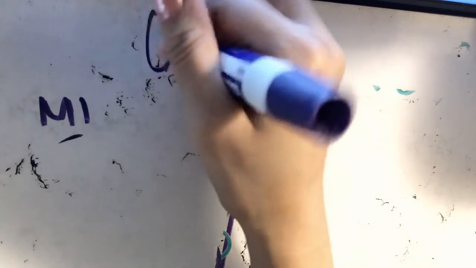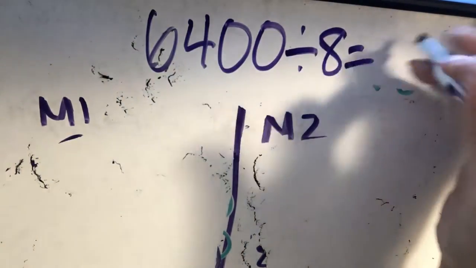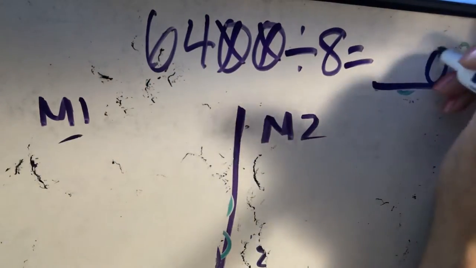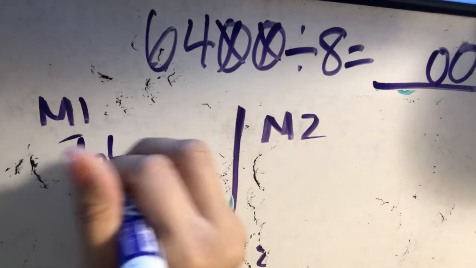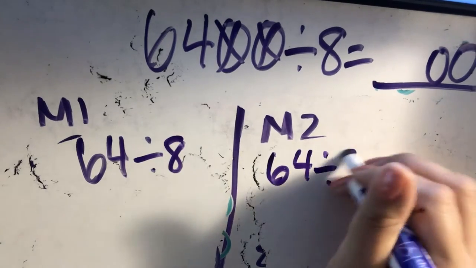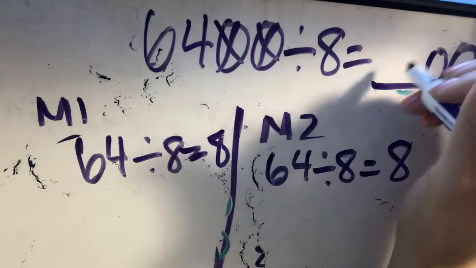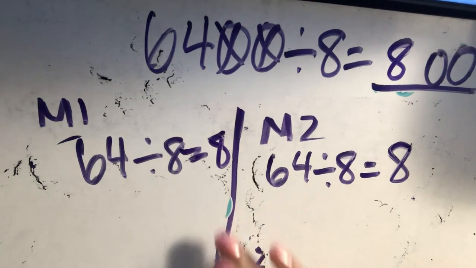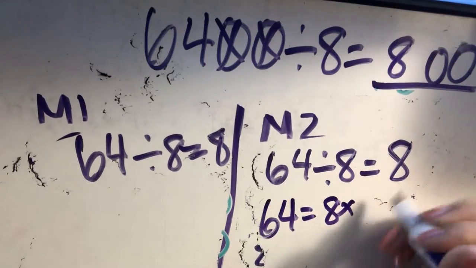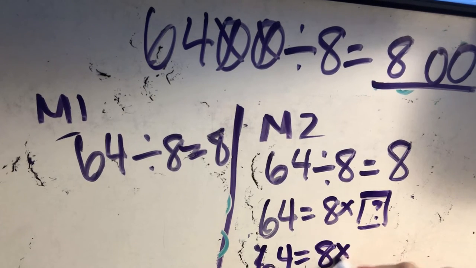Okay, 6400, excuse me, divided by 8 equals what? We're going to take out these 2 zeros. We're going to add those right here. We're going to rewrite our problem, 64 divided by 8 on both sides. If you knew what that was, then great. If not, you would have had to do the work. Either way, you have to do the work. So 64 equals 8 times what number? Would have been 64 is equal to 8 times 8.